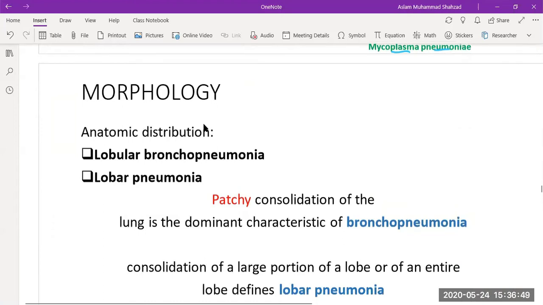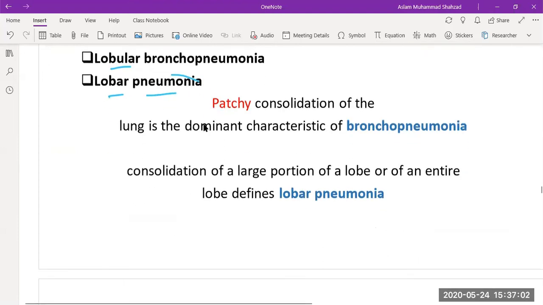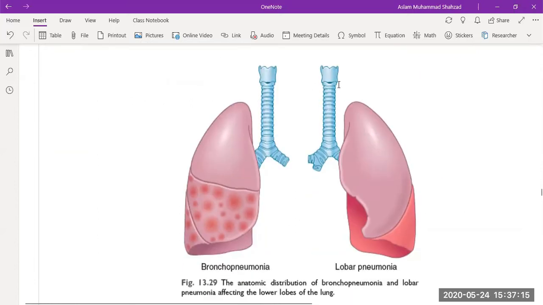Morphologically, it has been divided into two sections on the basis of anatomical distribution. One is lobular bronchopneumonia, and the second one is lobar pneumonia. In bronchopneumonia, there will be patchy consolidation of the lung, and consolidation of a large portion of the lobe or the entire lobe defines lobar pneumonia. So when we compare bronchopneumonia, there will be more patches, round patches will be found.